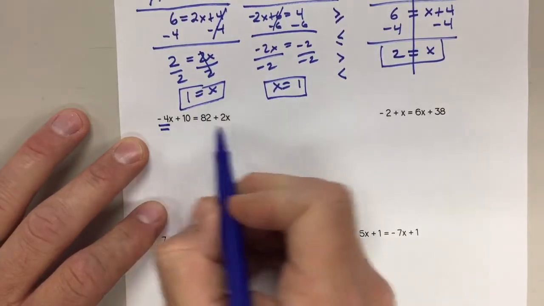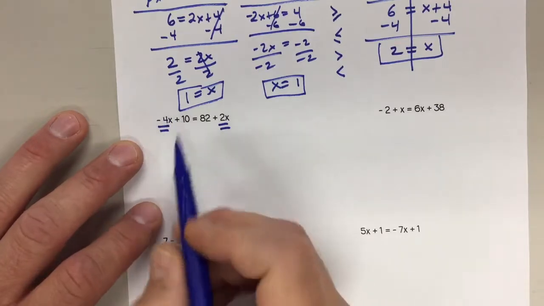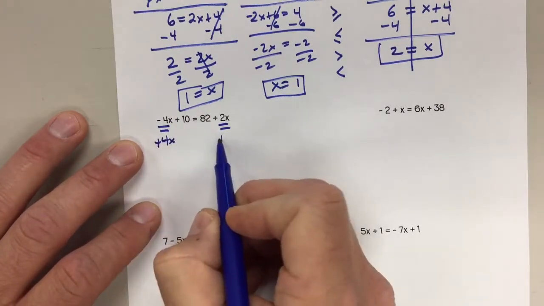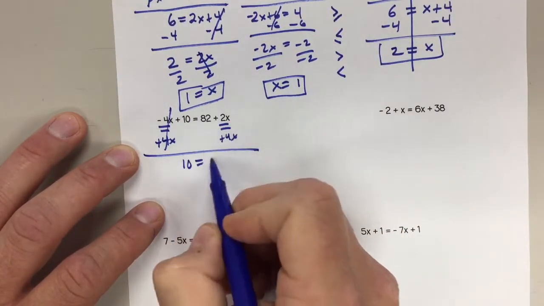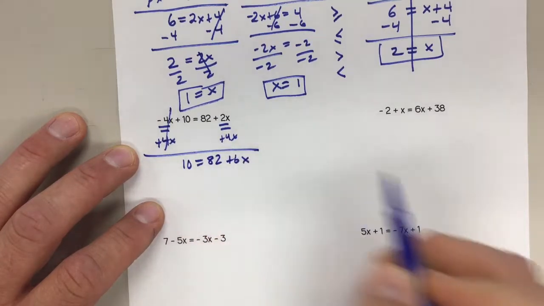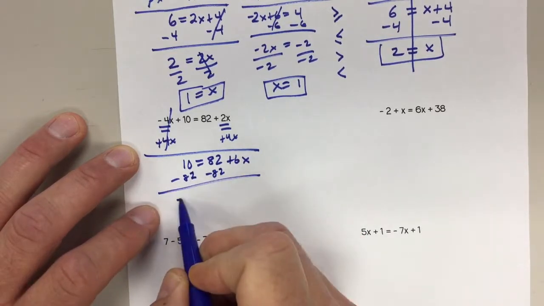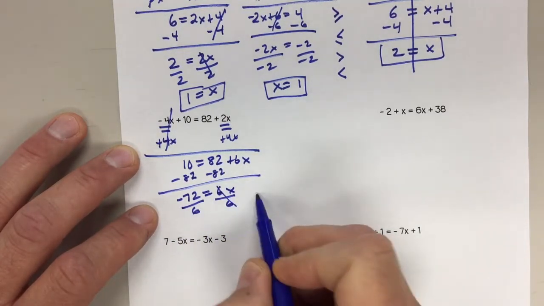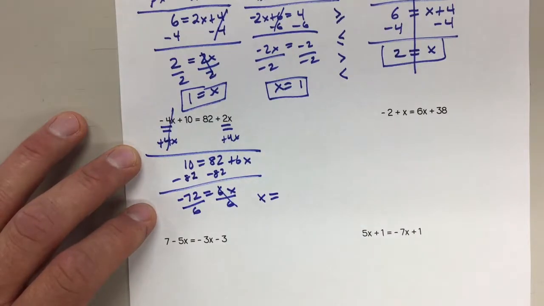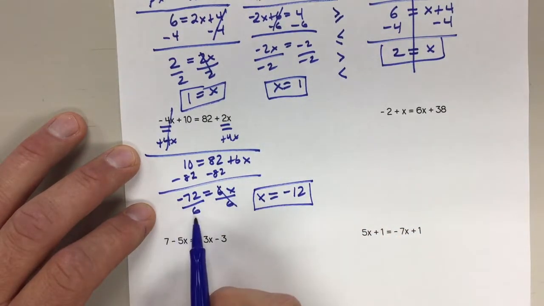Example 3, I've got negative 4x over here and 2x over here. Negative 4 is smaller than 2, obviously, so I'm going to move the negative 4x term by adding 4x to both sides. Those cancel, the 10 stays, and I have 82 plus 6x. Now I'm going to subtract 82 from both sides. Gives me negative 72 equals 6x. I divide both sides by 6. And negative 72 divided by 6 is negative 12. Remember, a negative divided by a positive is negative.